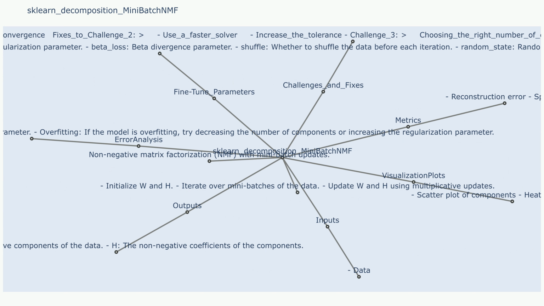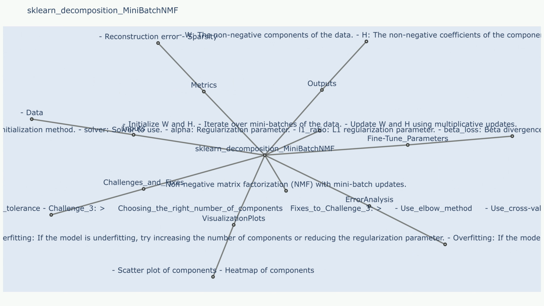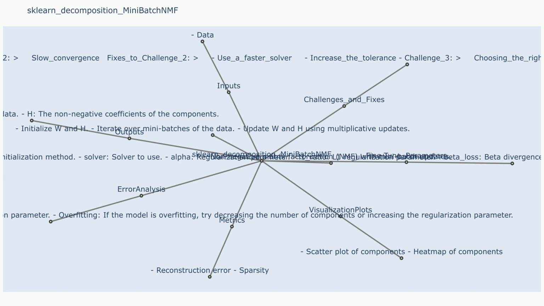Challenge 2. The algorithm can be sensitive to the initial values of the components matrix. Sample use case that resulted in challenge 2: when initializing the components matrix randomly, the algorithm may converge to a local minimum that is not the global minimum. Fixes to challenge 2. Use a good initialization method. The NNDSVD initialization method is generally better than random initialization. Run the algorithm multiple times with different initializations and select the model with the lowest reconstruction error.